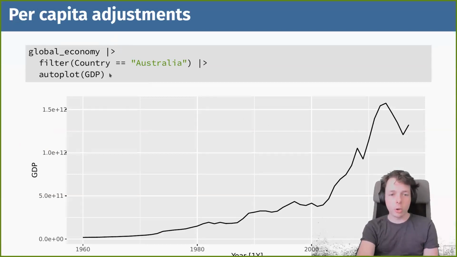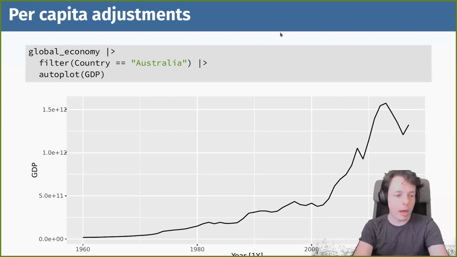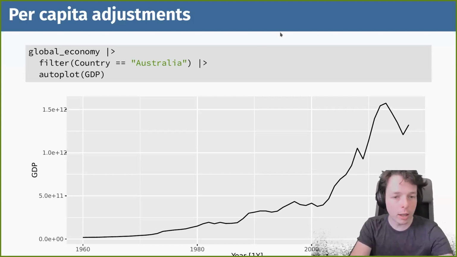Okay, so there's not just mathematical transformations that are possible. Often we're interested in estimating statistics that we can compare across countries. So these are transforming the data to be on the same scale, even though the source of the data might be different. Very common, we might do per capita adjustments. And this is in the global economy data set. So I'll actually switch back to R and show you this live.